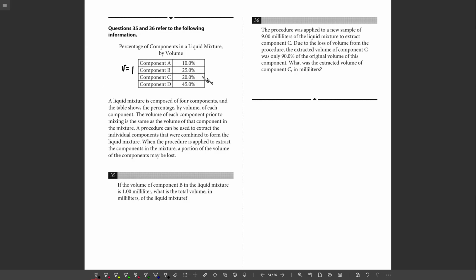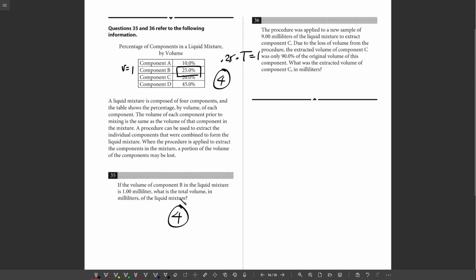Well, we're told in the table that this percent is the percent of the mixture that is component B. So if 25% of the total, I'll call that T, is 1, I can just solve this and make that 0.25. You might just be able to tell that, okay, if 1 is 25% of the total, then the total must be 4. But either way you slice it, whether you want to set up the equation and solve it or do it intuitively, you'll get 4.